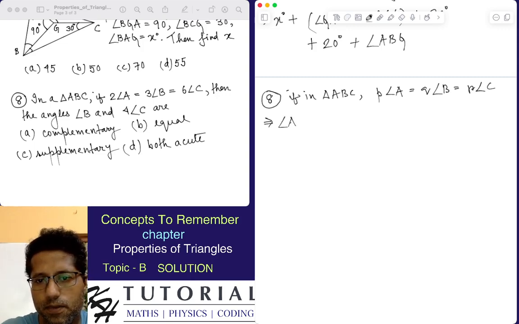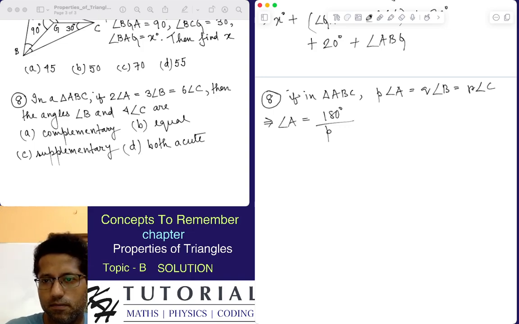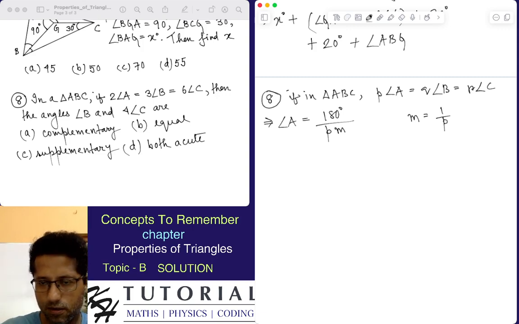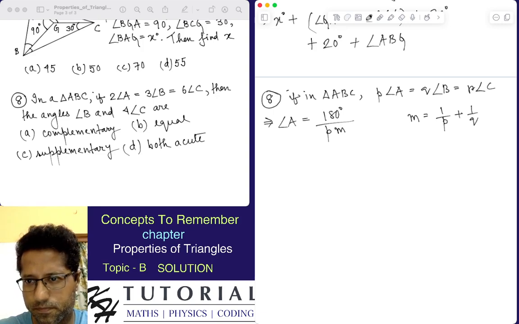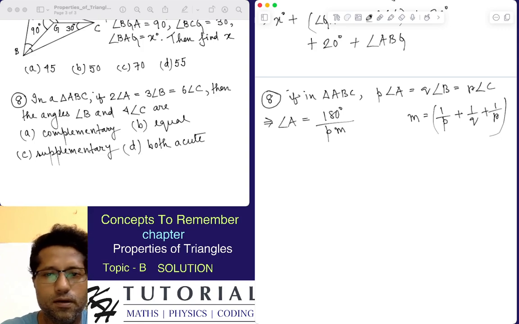Angle A will be 180 degrees divided by P. Why P? Because we have P times A is equal to Q times B equals R times C. So this P divided by M. Now what is M? M is the sum of the reciprocals of the constants P, Q, R. M is 1 by P plus 1 by Q plus 1 by R. Angle A is this.